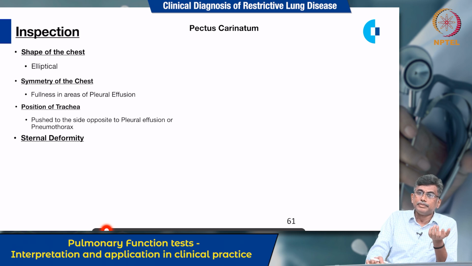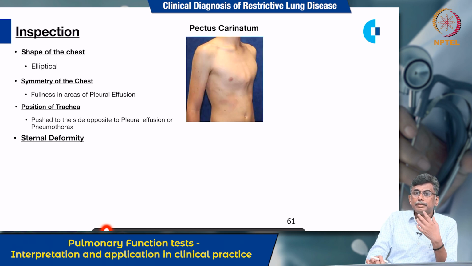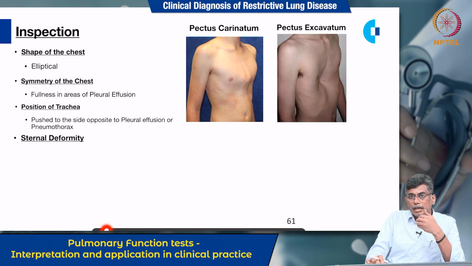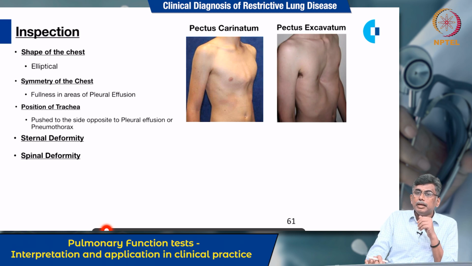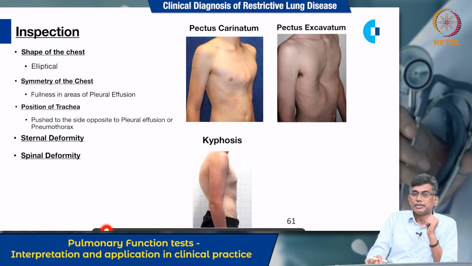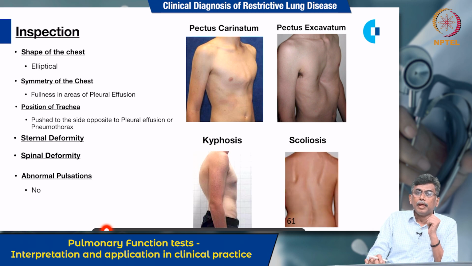You can have sternal deformities like a pectus carinatum, where it is a pigeon chest, or pectus excavatum, where the sternum goes inside. Then you can have a spinal deformity, the two important types being kyphosis, which is forward bending of the spine, and scoliosis, which is lateral bending of the spine. Then there are no abnormal pulsations, and there are generally no dilated veins.